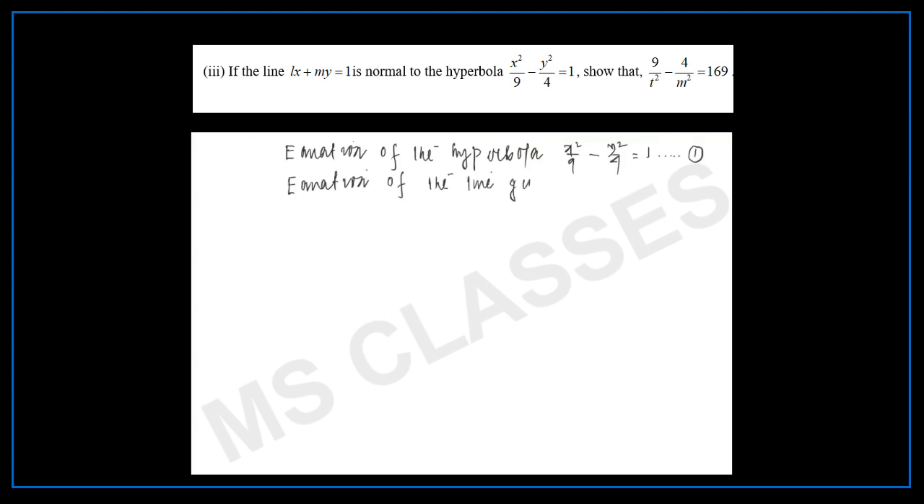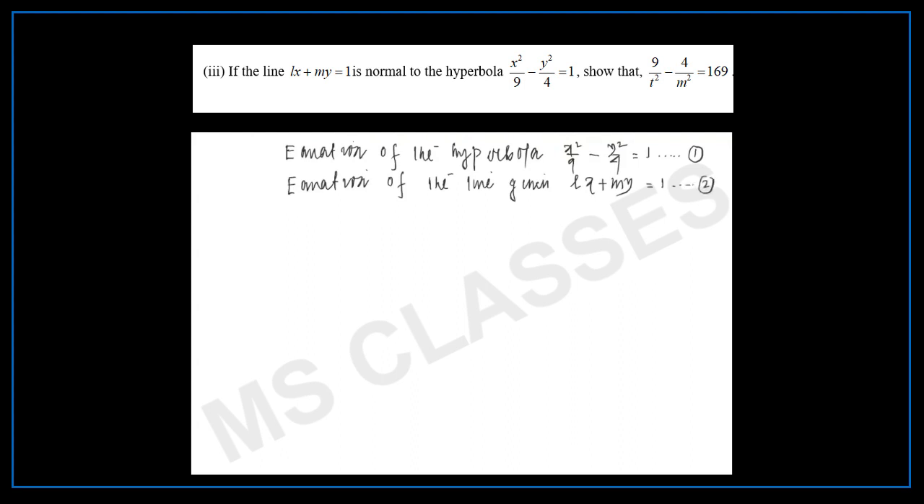Now the equation of the hyperbola: x square by 9 minus y square by 4 equal to 1. We take it as equation 1. The equation of the line given, which is normal, is Lx plus my equal to 1.